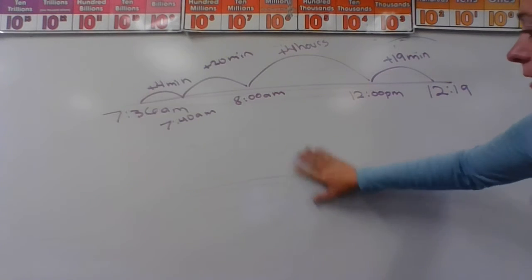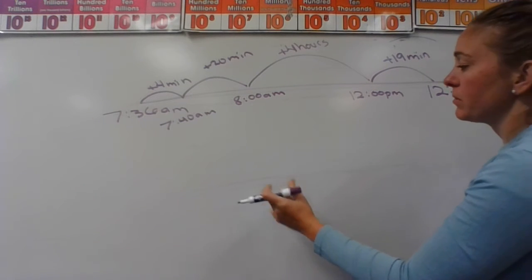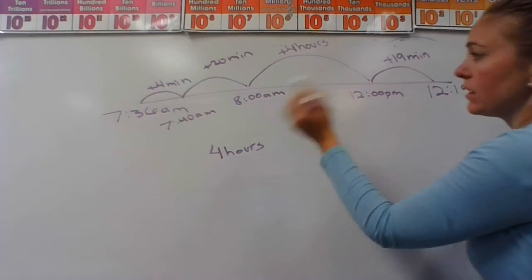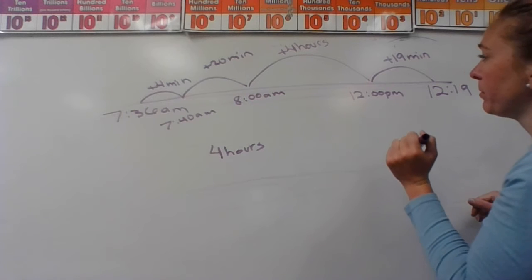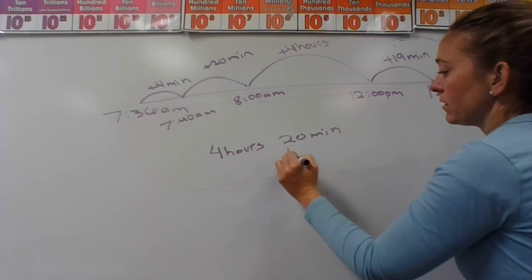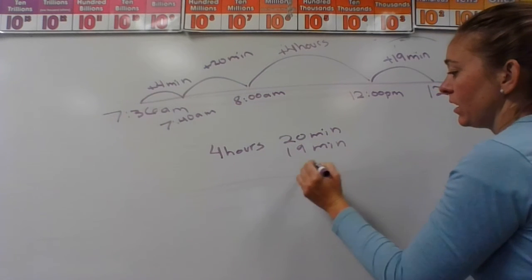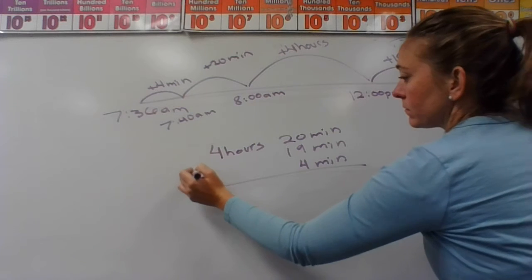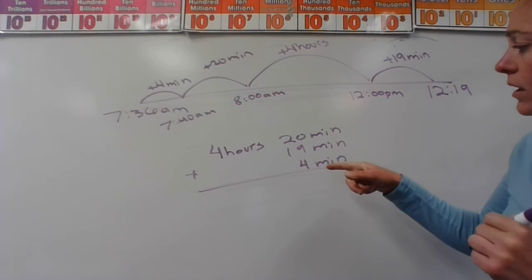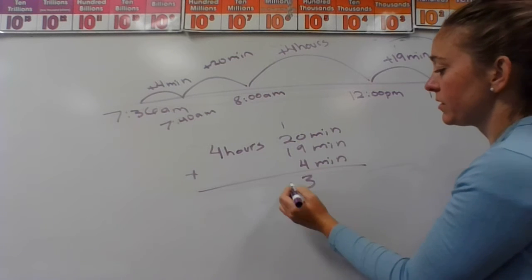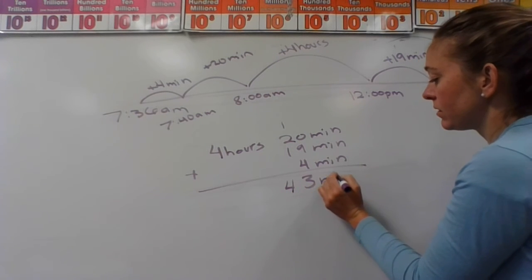So now we're gonna put everything in our columns here. 4 hours. Nothing else in the hours. I'm gonna leave that column by itself, and I'll start adding my minutes. 20 minutes, 19 minutes, and 4 minutes. Let's see, 9 plus 4 is 13, carry the 1. 2 plus 2 is 4 minutes.